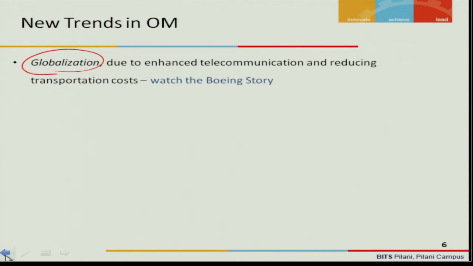Coming back to the globalization. These days we talk about this globalization quite often. And why is it so? Is it something of a fancy that every organization wants to be a multinational? There are various reasons for this globalization. One is, what is enabling this globalization is the telecommunication and lowering transportation costs. This is one thing which is enabling it.